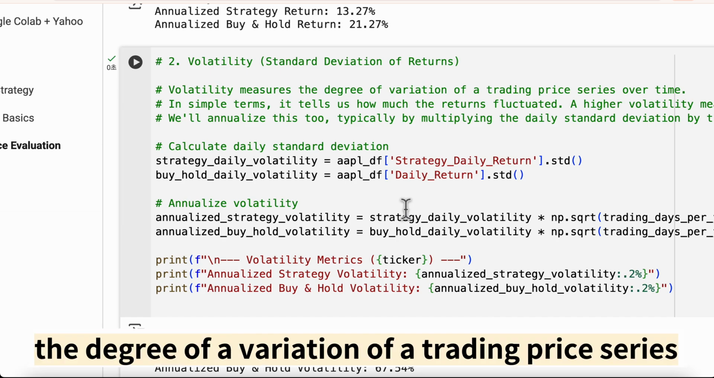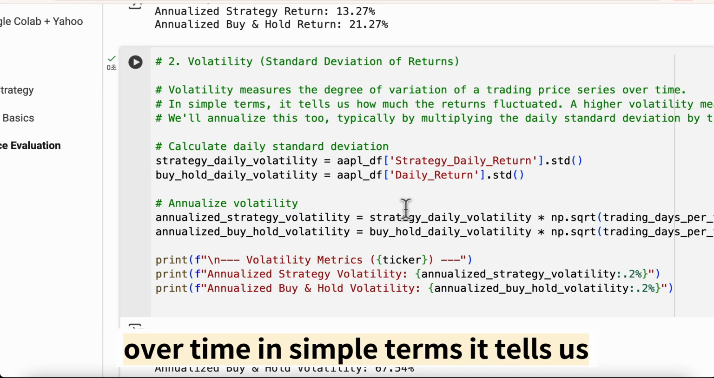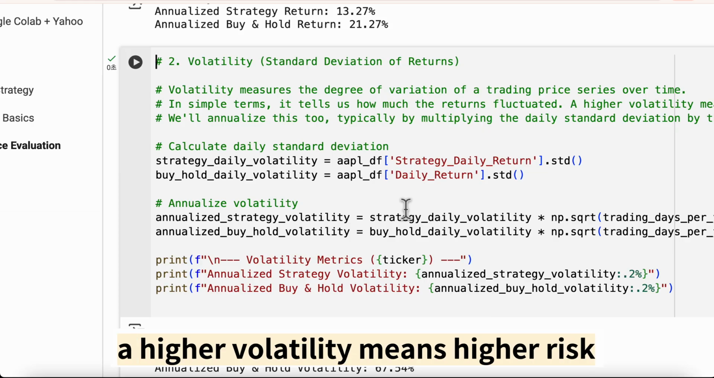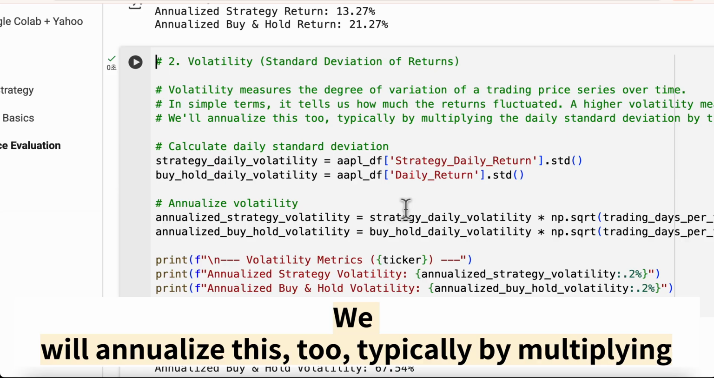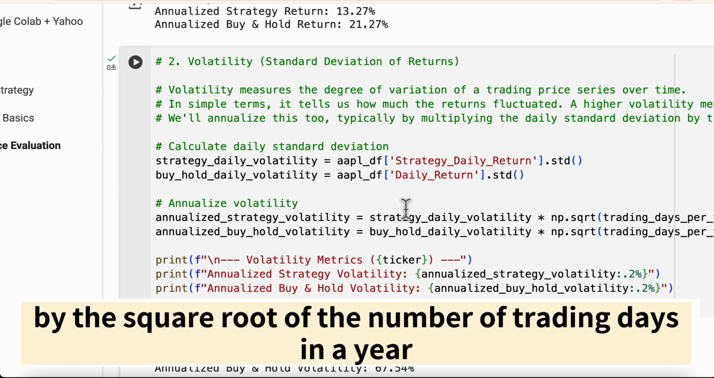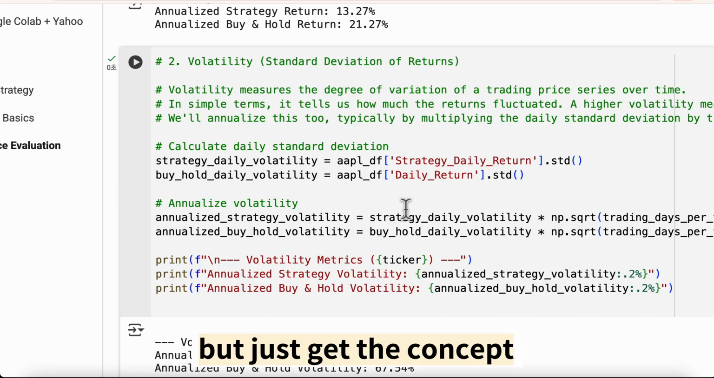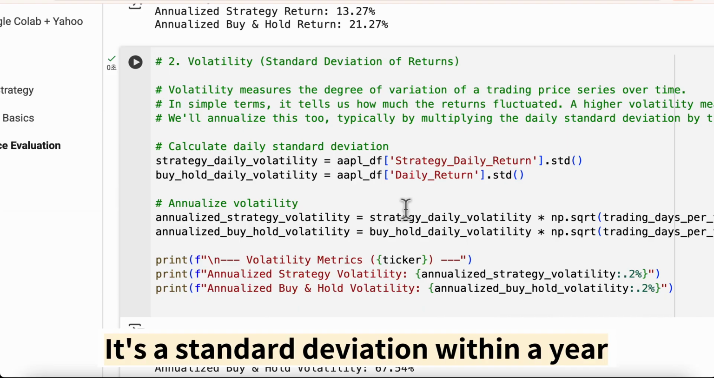Volatility measures the degree of variation of a trading price series over time. In simple terms, it tells us how much the returns fluctuated. A higher volatility means higher risk. We will annualize this too, typically by multiplying the daily standard deviation by the square root of the number of trading days in a year. You don't really need to remember all those formulas, but just get the concept. It's a standard deviation within a year.